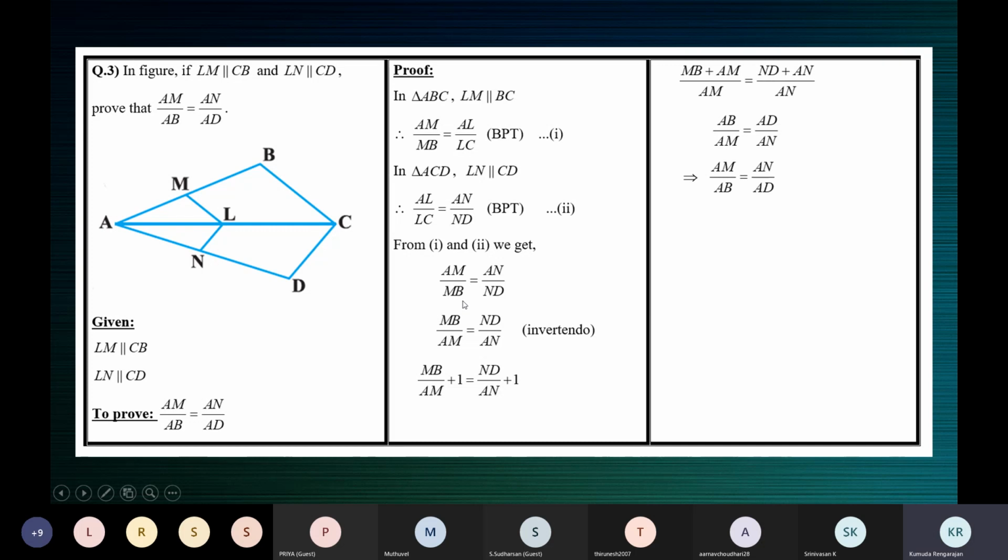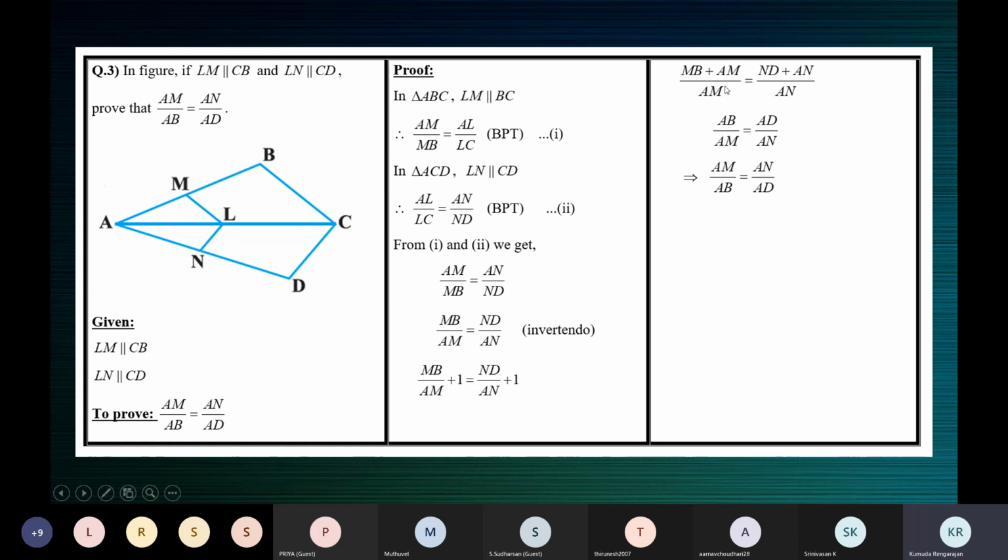So MB by AM is equal to ND by AN. Now see what you want to have. You want AM and AN. Don't worry about AM and AN being in the numerator here; we will bring them to the numerator later. When you compare these two, you can see that you need AM and AN in the final result. So have them in the denominator, only then they are not disturbed. Bring AM to the denominator, AN to the denominator. Then add 1 to both the sides.